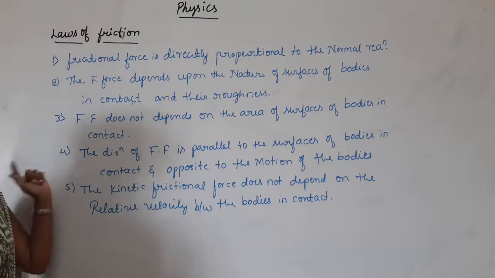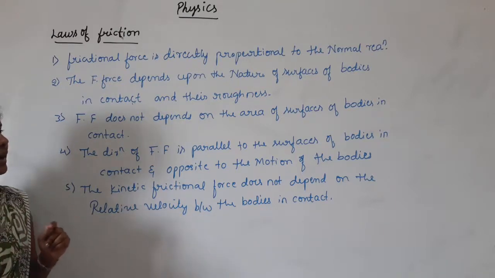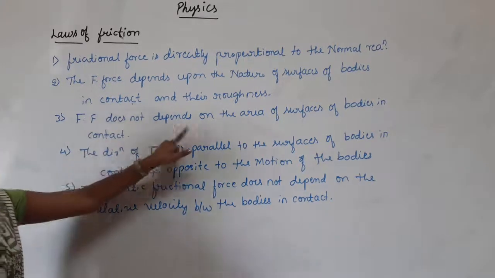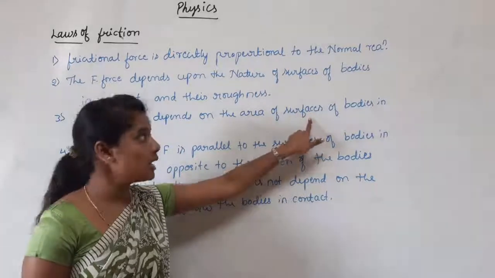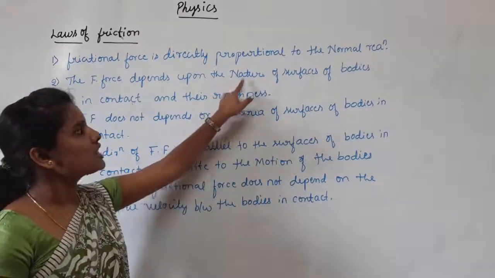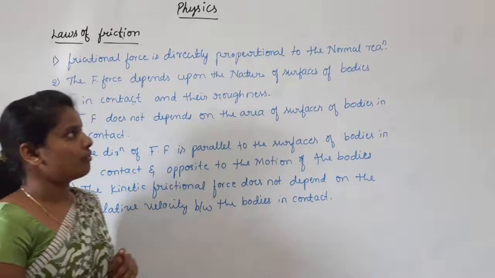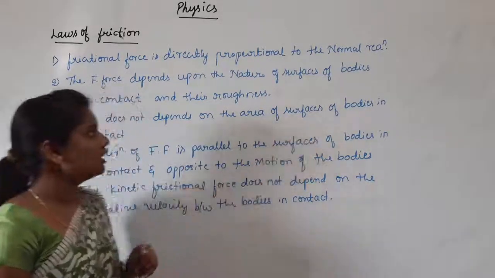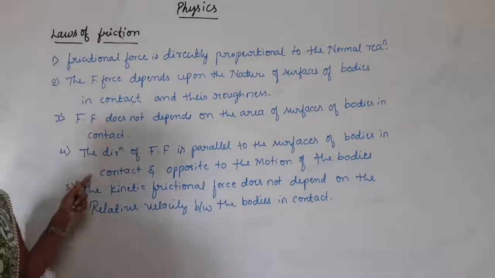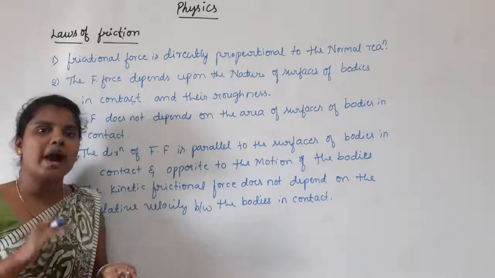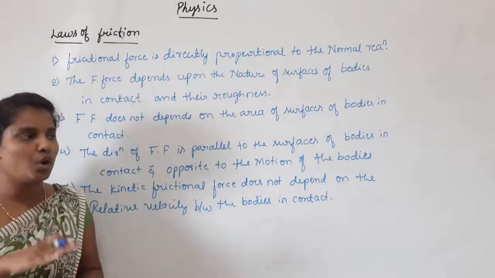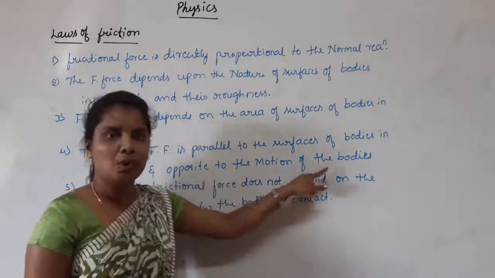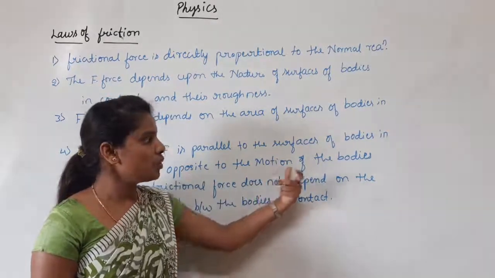And the next one is that the frictional force does not depend on the area of the surface. It depends on the nature of the surface, but it does not depend on the area. The next one is that the direction of the frictional force is always parallel to the surfaces of the two bodies, and always opposite to the motion of a body.